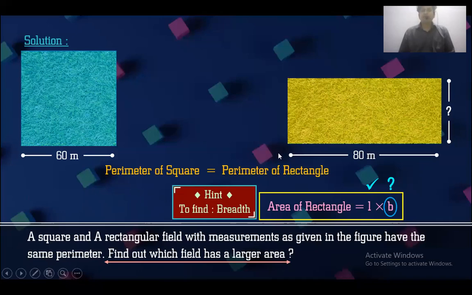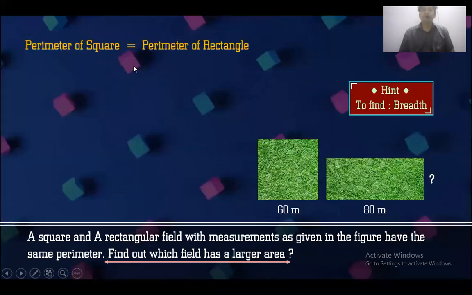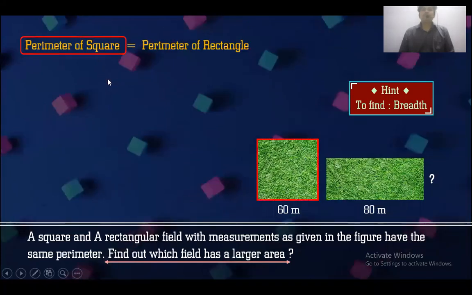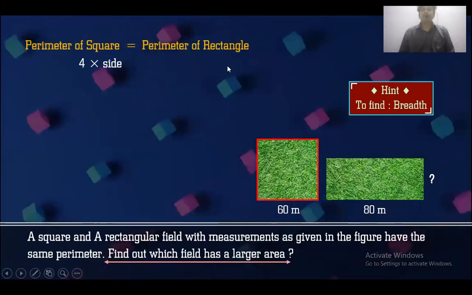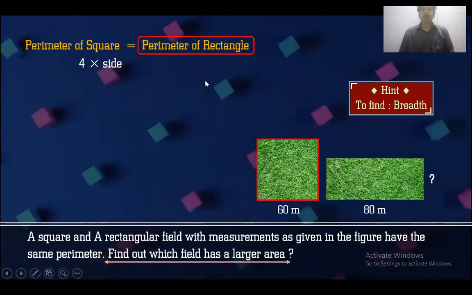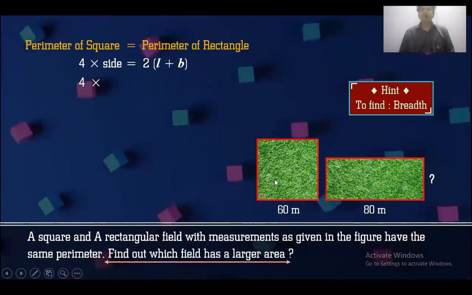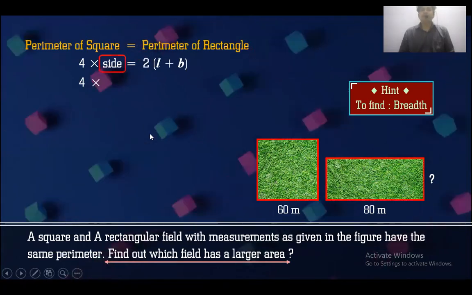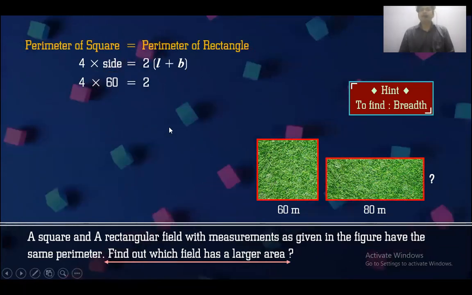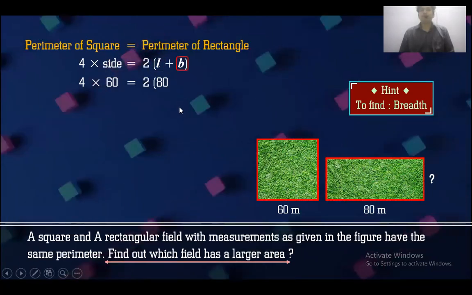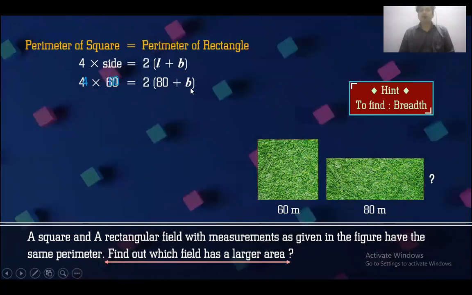For that, obviously, we will use the given data, which is perimeter of square is equal to perimeter of rectangle. Now putting the formula, for perimeter of square we have 4 into side, and for perimeter of rectangle, it is 2 times (length plus breadth). If you substitute the values, the side of the square is 60 meter and the length of the rectangle is 80, but the breadth is not known, so we'll keep it as B only. Now the first task is to find the value of B.